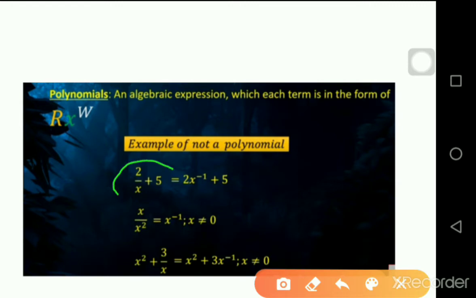If we look at this algebraic expression, we can write this as 2x to the power of minus 1 plus 5. Here, in the first term, the variable has power minus 1. Minus 1 is not a whole number. That's why this algebraic expression is not a polynomial.